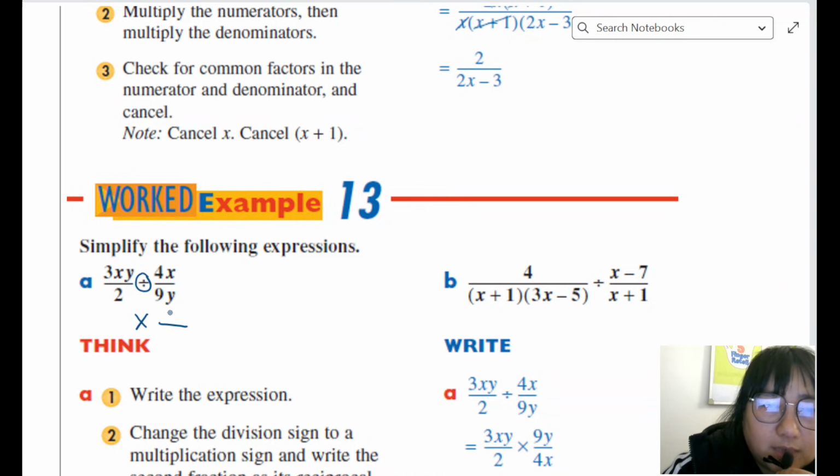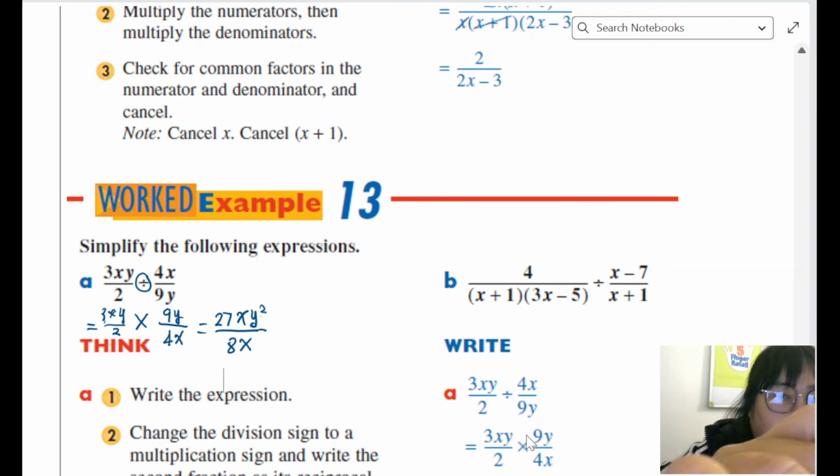At the same time, I have to flip my second fraction. So here, 9y over 4x. And then I got 3xy over 2. So I just keep on using the same way as the multiplication. 3 times 9, that's 27. X times y and times y again. So that is y squared. So y times y. And the bottom 2 times 4, that is 8 and x.